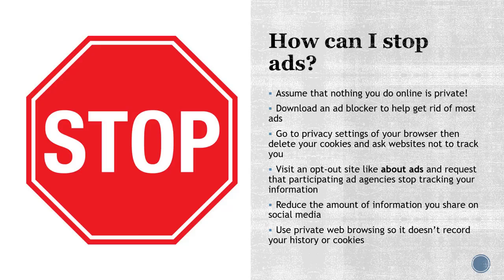You can also reduce the amount of information you share on social media platforms. That will give advertisers less information to look at, the less you have on your social media sites. Also, use private web browsing so it doesn't record your history or your cookies, and that will hopefully help get down some of the targeted advertising that you see.